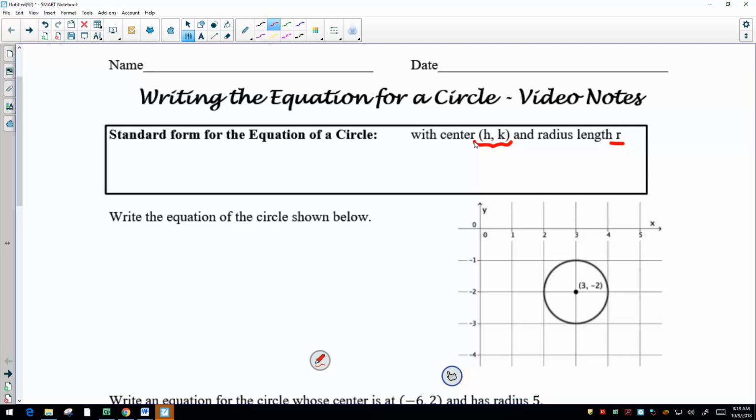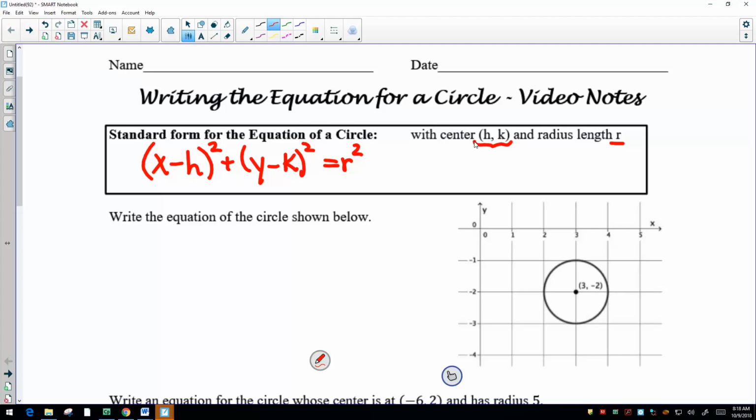So our standard form, we're going to have the formula x minus h quantity squared plus y minus k quantity squared equals r squared. And this should look similar to your distance formula since it's based off of that formula. That may help you remember the formula, how to plug some information in.